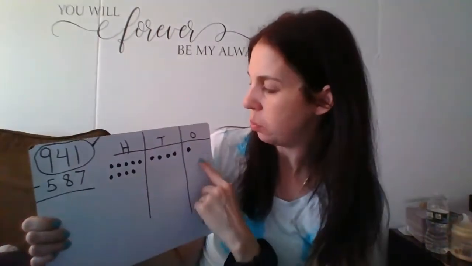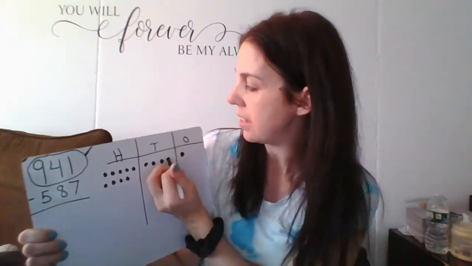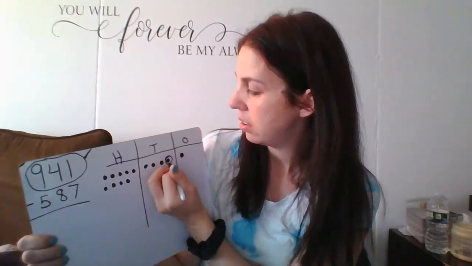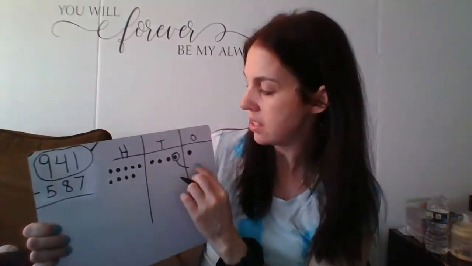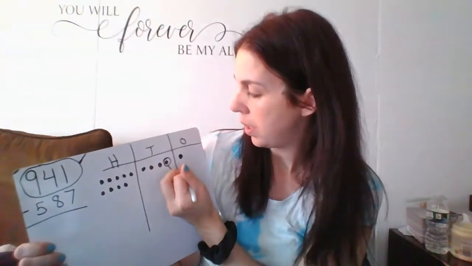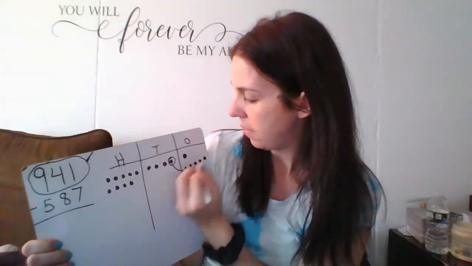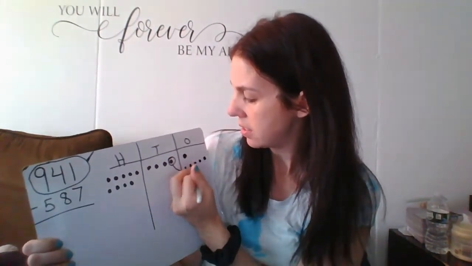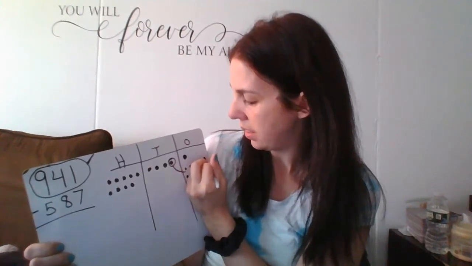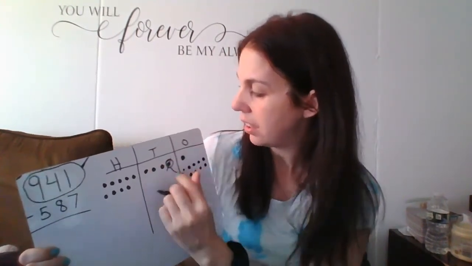I need to take away 7 ones, but I don't have enough. So I'm going to come over to my tens, bring this over, and remember we said that 10 ones equals a 10. So if I bring this 10 over here, I'm going to break it up into the 10 ones. 1, 2, 3, 4, 5, 6, 7, 8, 9, 10. Okay? So I moved the 10 from here to here. Still 10.